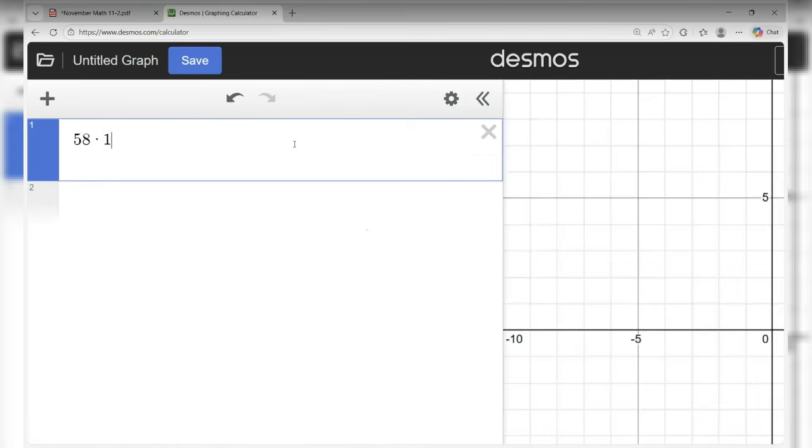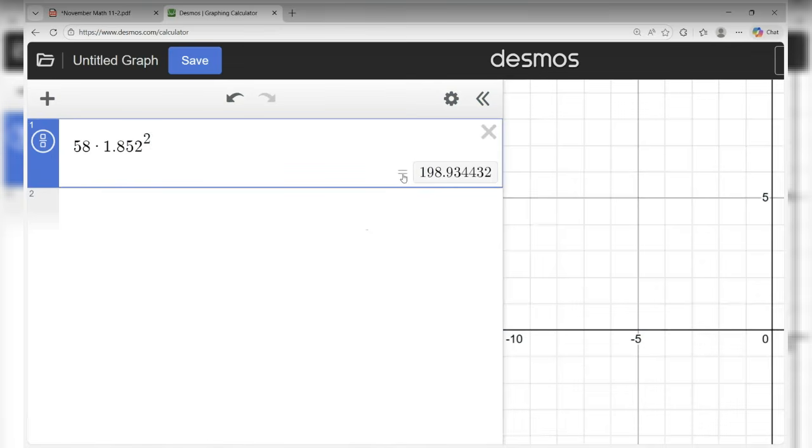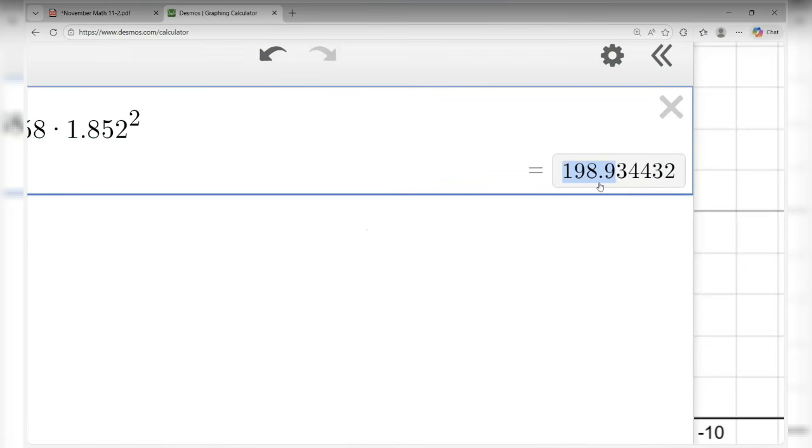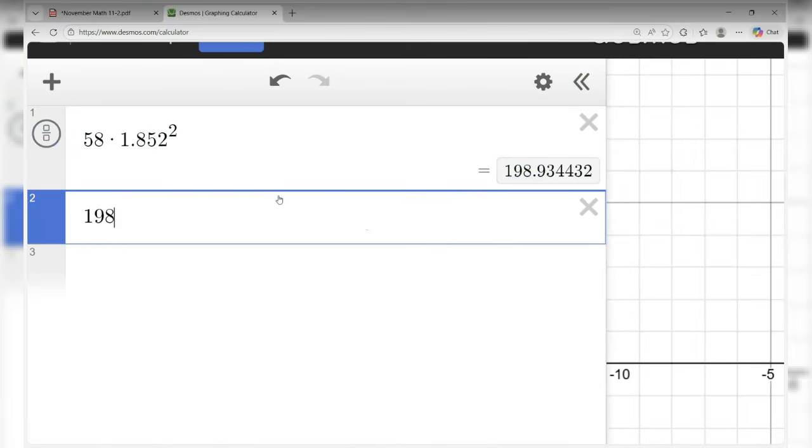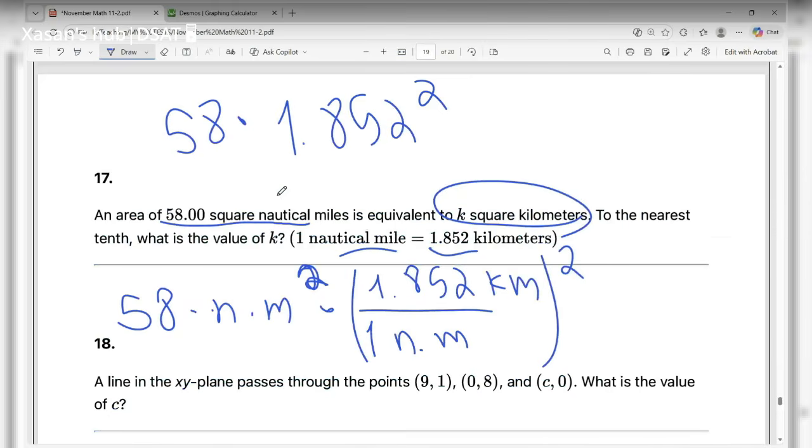58 multiplied by 1.852 in the power of 2. So the answer is 198.9, guys. You can write 4 numbers, you know, right? And here, we have to round the last 3. So when you round that 3, it's going to be 198.9. 198.9, the final answer. And we solved by hand.